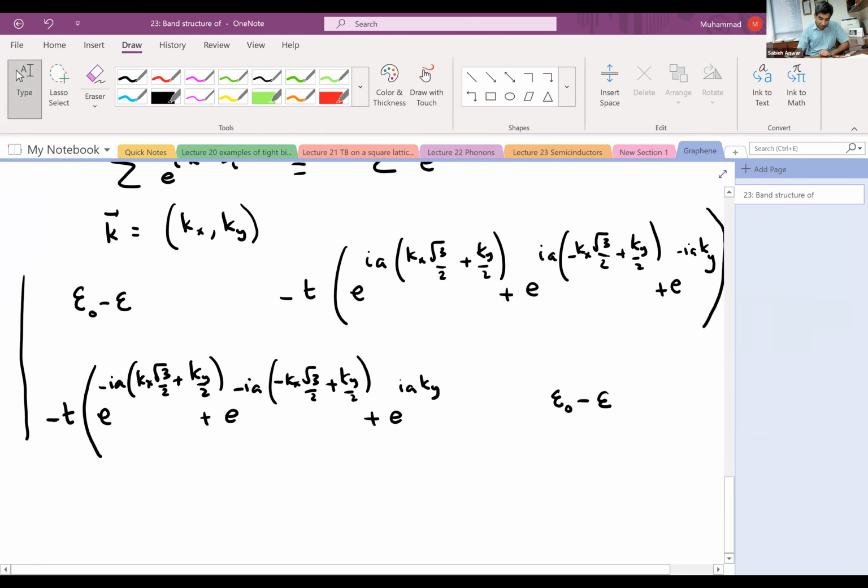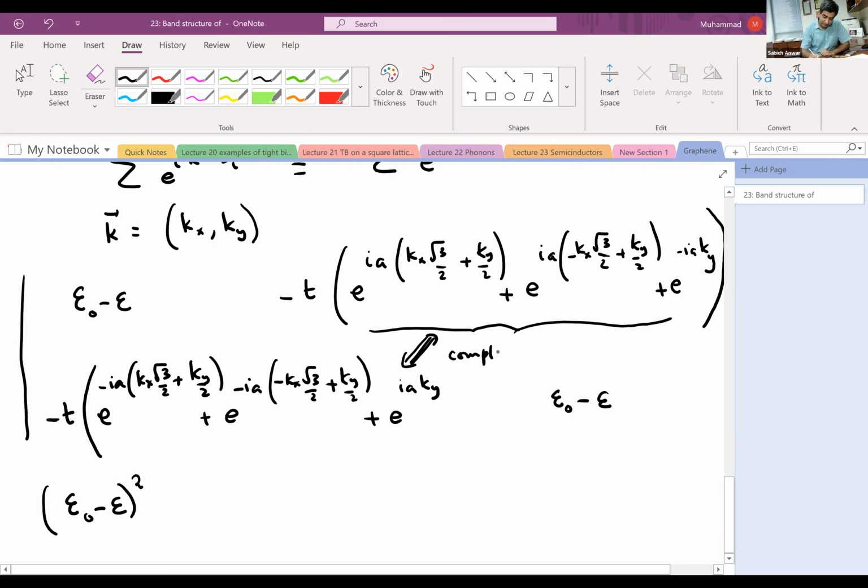So if I do all my multiplications, I'll get E naught minus E squared. And if I carried out all the multiplications and I did the algebra, I really need to take the modulus square of this term, because this term is related to the other diagonal term by complex conjugation.